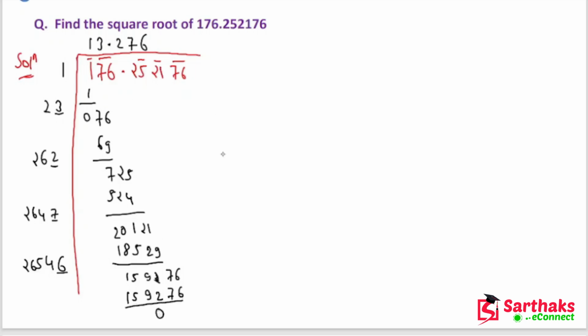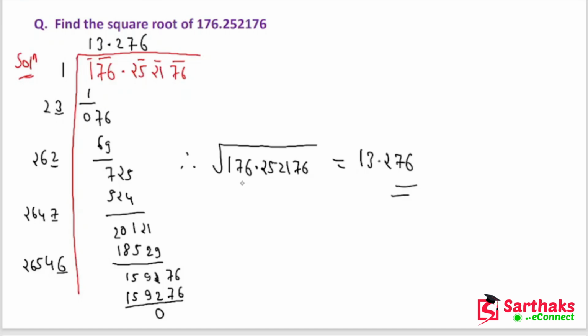So you can very well see that the square root of 176.252176 is equal to 13.276. Let me tell you one more thing over here: after the decimal you do not read it like 176.252,176. No, after the decimal the digits are read as individual digits, like 176.252176. Similarly here it is not 13.276 as a number, it would be 13 point 2 7 6. So that is the rule for how to read decimal numbers, right?